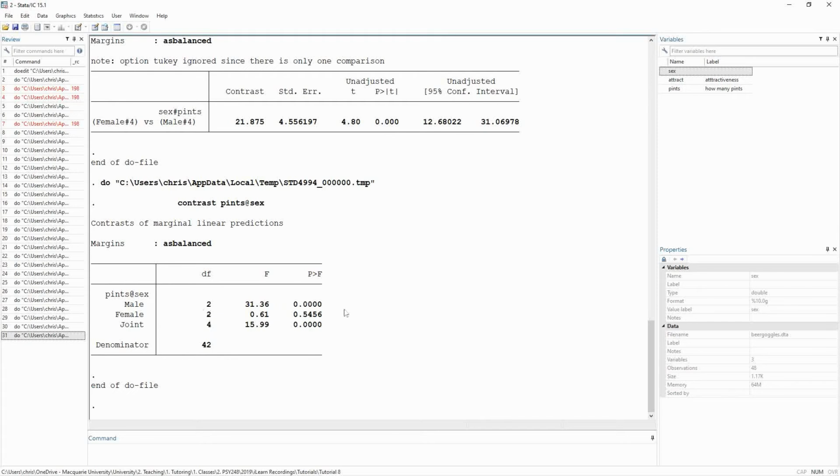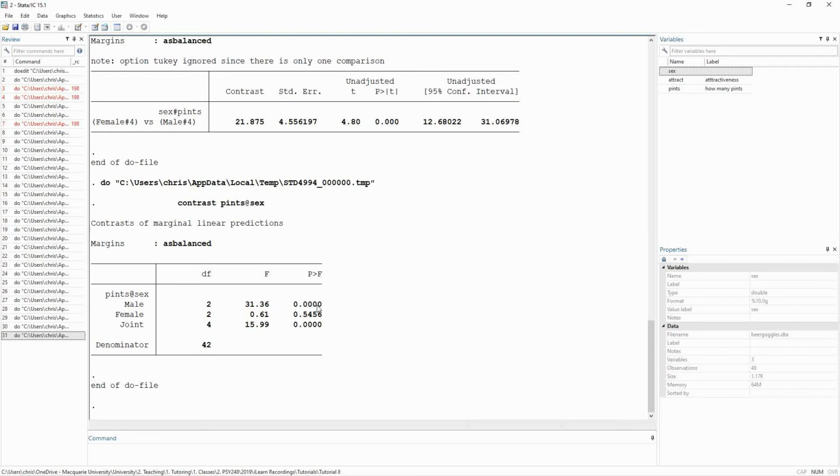And so all this is telling me, just like any other one-way ANOVA, is that somewhere there's a difference between 0, 2, and 4 pints of alcohol for males. I don't know where that difference lies, I just know that there is a difference. And similarly for females, or maybe not so similarly, we see F is less than 1, and my p-value is non-significant. So I know that for females, within a margin of error, the amount of alcohol they consume doesn't affect the attractiveness ratings. But for males, it does. We just don't know at what point that happens.